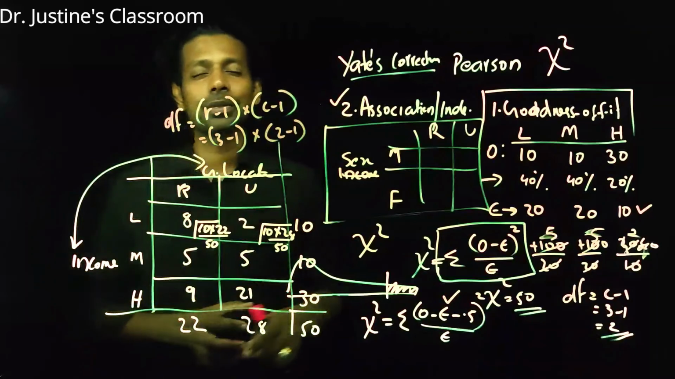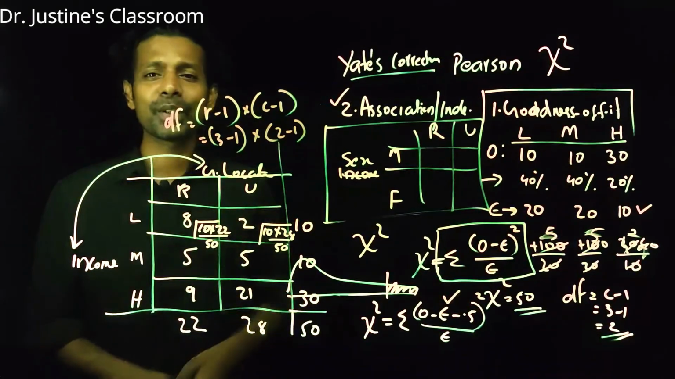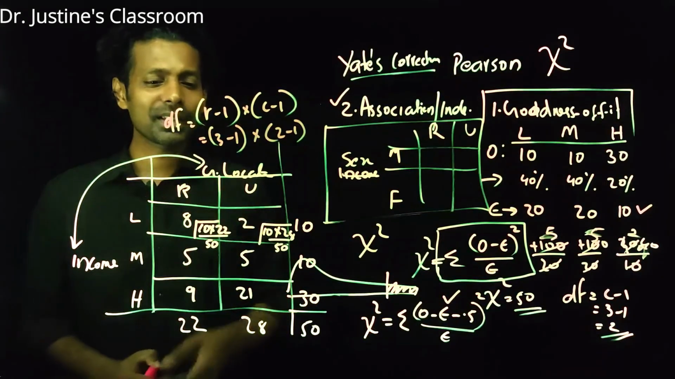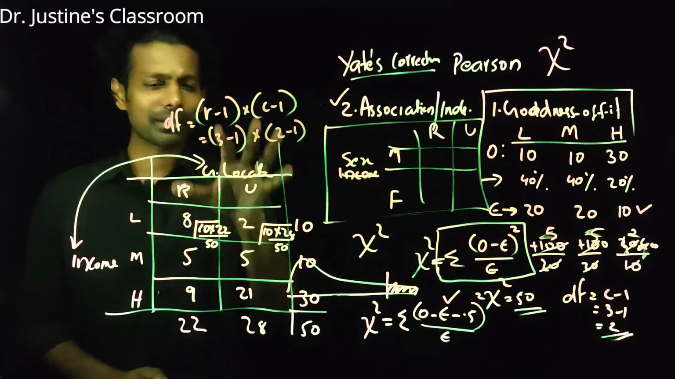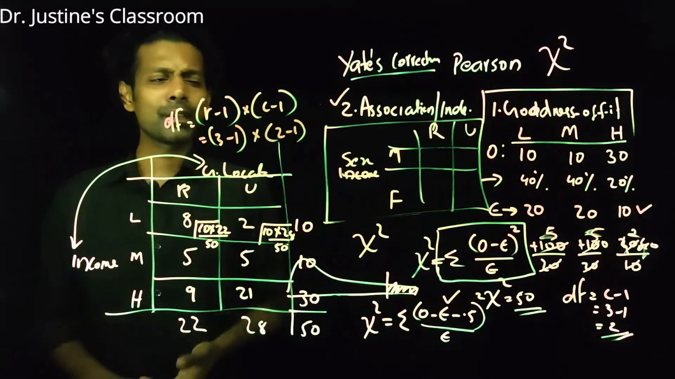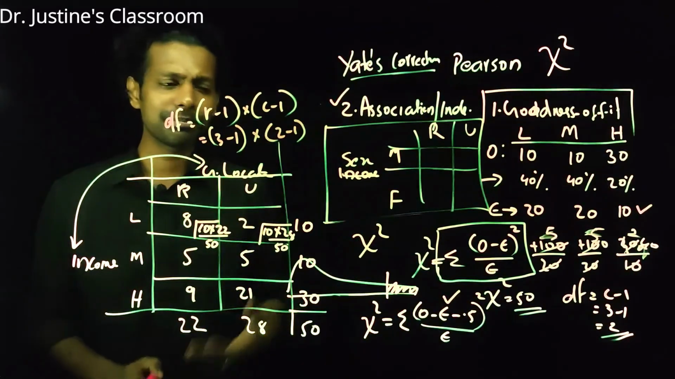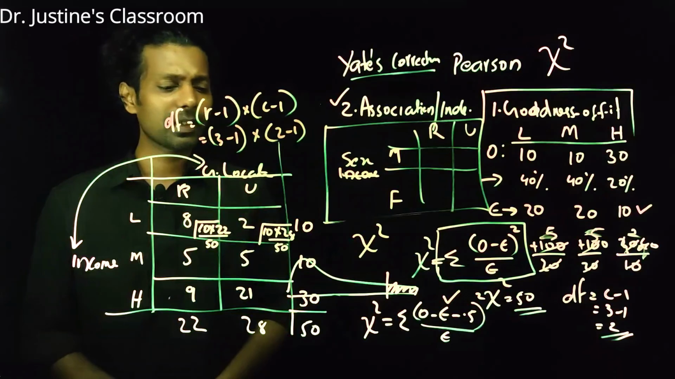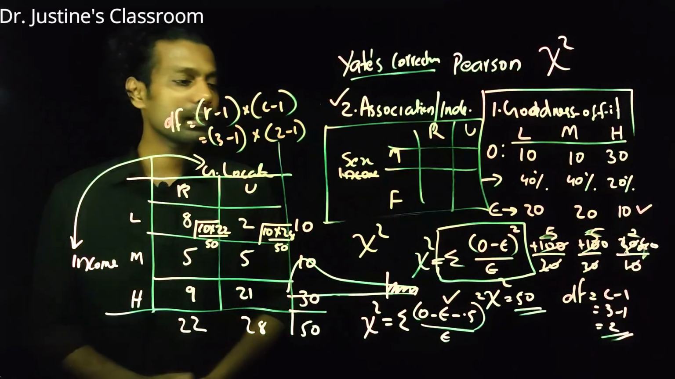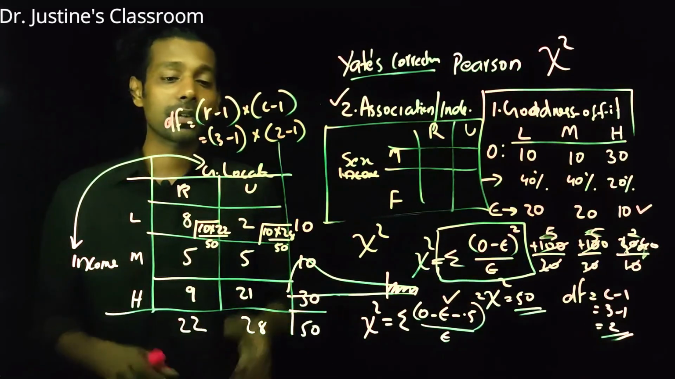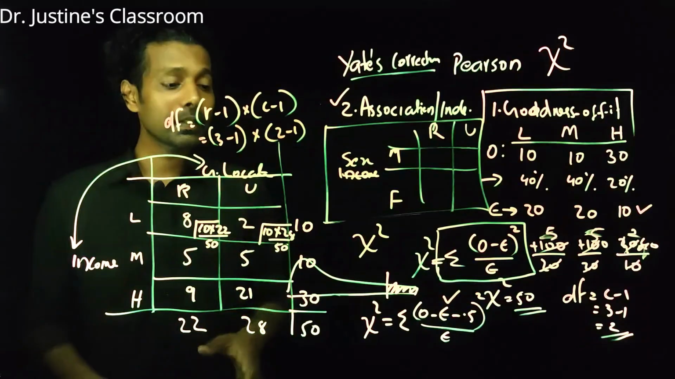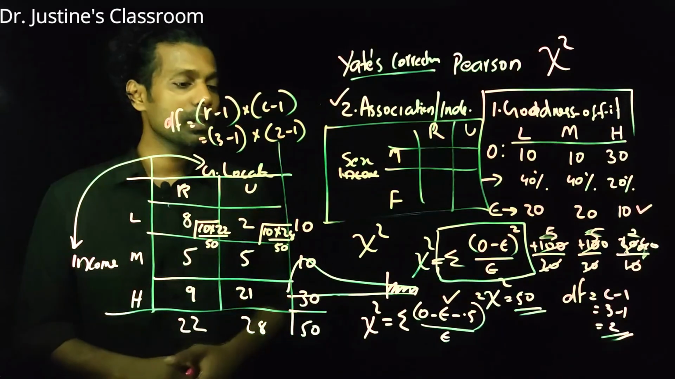A few years back, this was one of the very frequently used questions in the NET exam: calculate the degree of freedom of chi-square. Typically, for about 3-4 years they used to ask the same question every time. In the last few years I have not seen a question of that pattern, but maybe they may ask again. So calculation of the degree of freedom for the chi-square test is one of the very frequently asked questions.